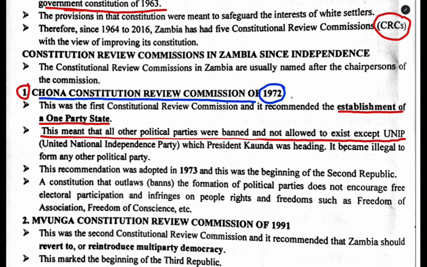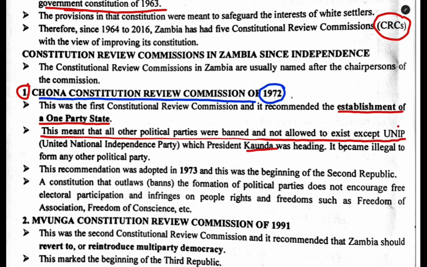Only one party was in power. Only one party was to exist, and that is the UNIP, which is the United National Independence Party. By then, President Kenneth Kaunda was the president. Okay, so that is what it meant.